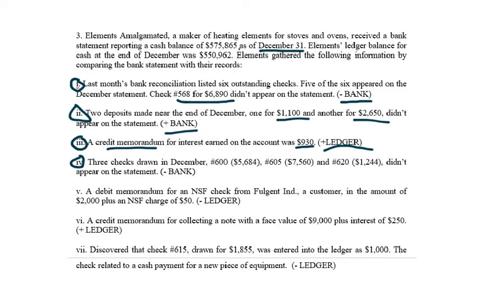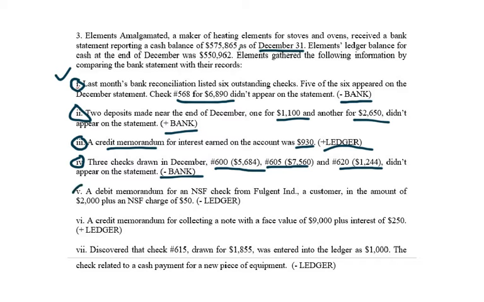All right, IV here is going to be 3 checks drawn in December: checks 600, 605, and 620 for those amounts. They didn't appear on the statement, so those are all classic examples of what? Outstanding checks. So those 3 checks will be listed as outstanding in addition to the one that we indicated up there. So right now there are 4 outstanding checks that should appear in the bank reconciliation as it pertains to the bank balance.